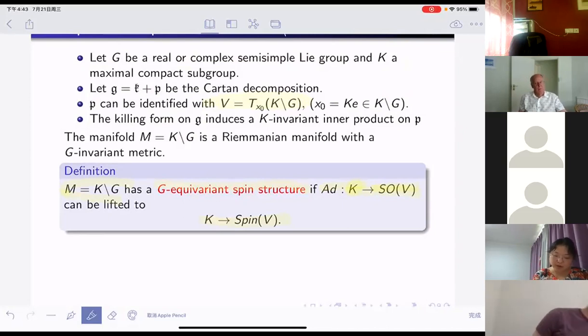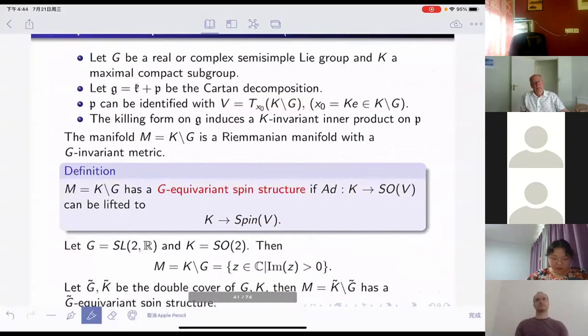So this is very similar to the original definition, because previously we had a lift from SO(n) to Spin(n), since for a Riemannian manifold the structure group is SO(n). But here the structure group is K, but we represent it into SO(n), and we can still do the same definition and make it work. In any case, with this technical condition, one can define the Dirac operator on G mod K.